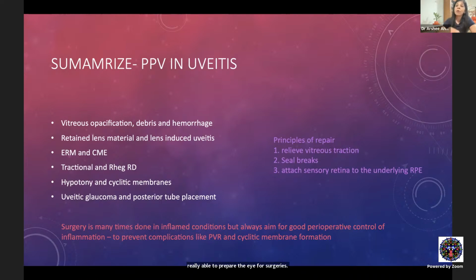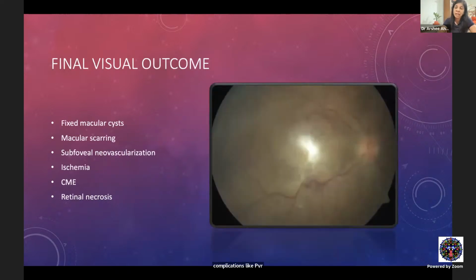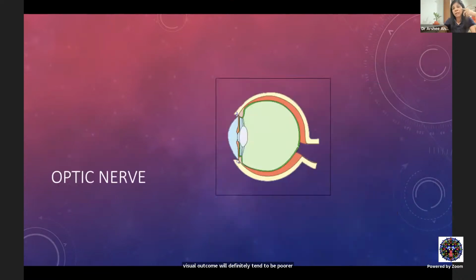So at least aim for good perioperative control of inflammation to prevent complications like PVR and cyclitic membrane formation in the future. If the patient already has had retinal issues, the final visual outcome will definitely tend to be poorer because of various factors like scarring or retinal ischemia, retinal neovascularizations, and even retinal necrosis.